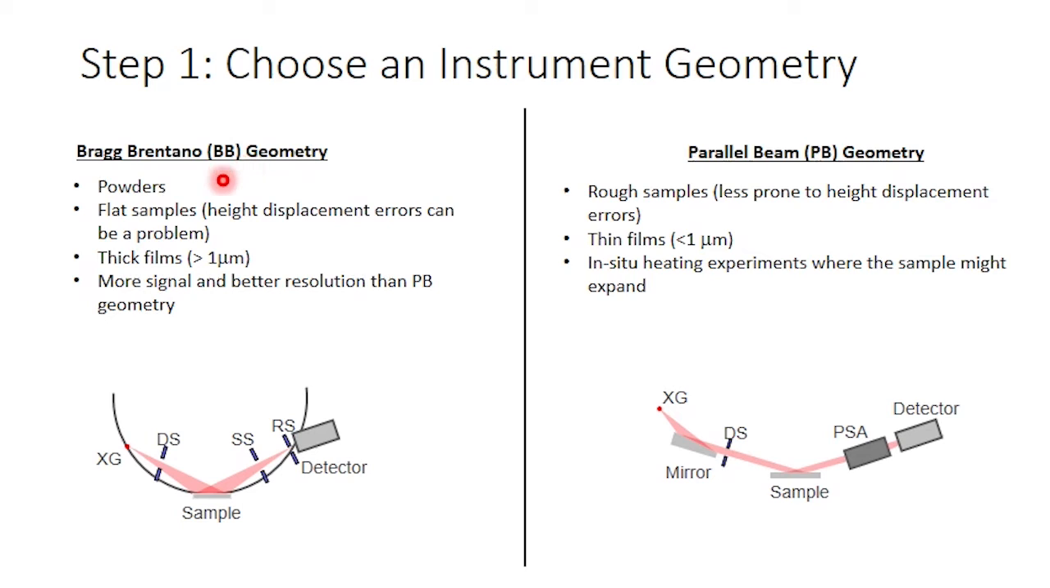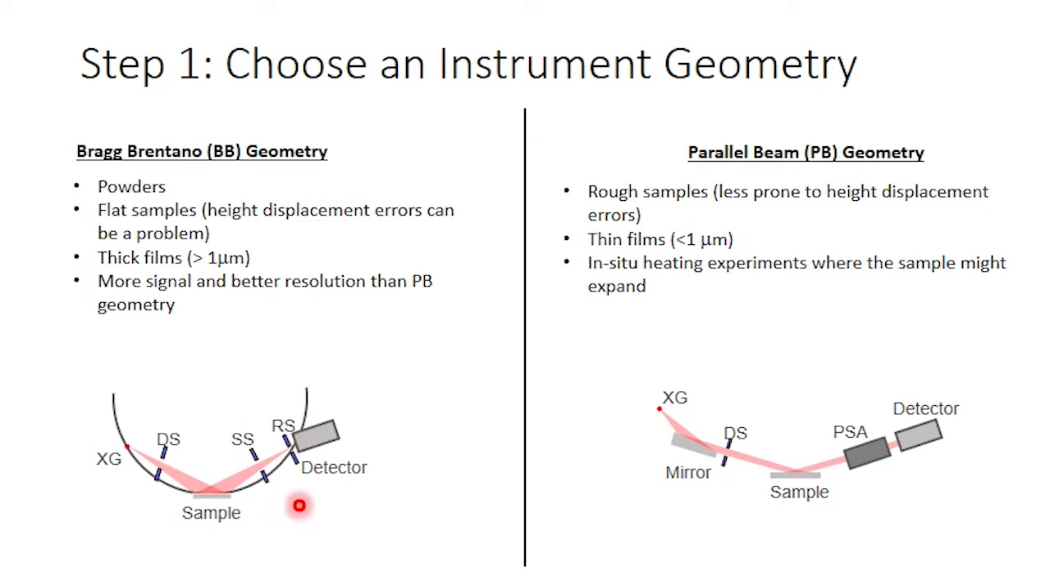Now, in Bragg-Brentano geometry, if we look at this diagram down here, we see that the X-rays are generated at this X-ray generator. They diverge as they travel towards your sample. The sample acts as a mirror and refocuses those X-rays at the detector.